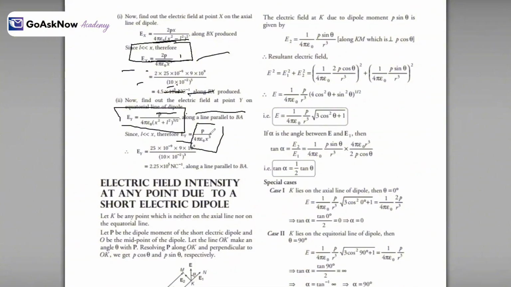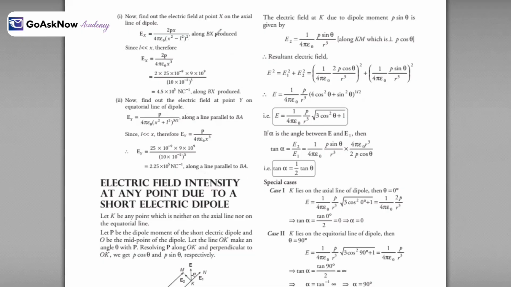We have already covered this; you can see the previous lecture. So here Ey will come as 25 into 10 power minus 9, into 9 into 10 power 9, upon 10 to the power 10 into 10 power minus 2, whole cube. By simplifying it, you will get 2.25 into 10 power 5 Newton per coulomb along a line parallel to BA. So I hope that you can do the calculation part by yourself, and try to solve it again without seeing the answer, and figure out whether you can do it or not. Okay, so let's move further and cover the next topic.